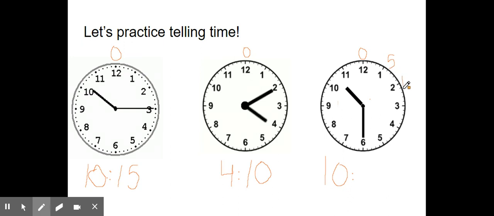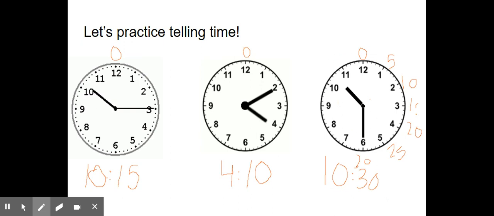5, 10, 15, 20, 25, and 30. So this clock shows 10:30. I also know that makes sense because I see that my minute hand here is halfway around the clock, and 30 is half of 60.